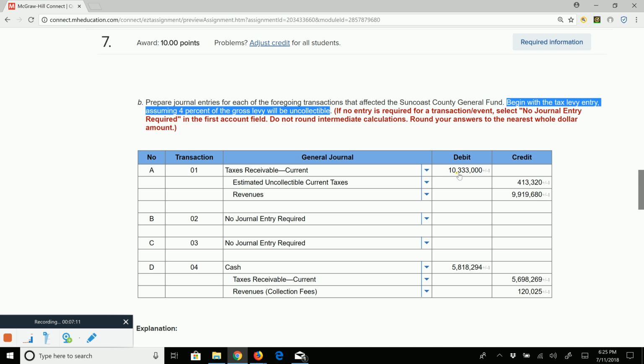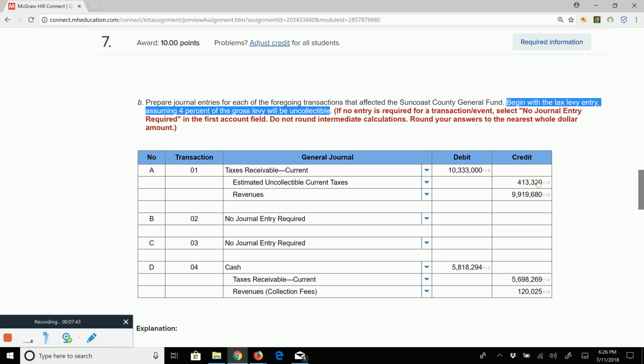So 4% of the $10,333,000 is $413,320. That is going to be recorded as your allowance for doubtful accounts or your contra receivable. This particular homework problem calls it the estimated uncollectible current taxes. That is simply the contra receivable. The difference, or the 96%, would be recorded as revenue.